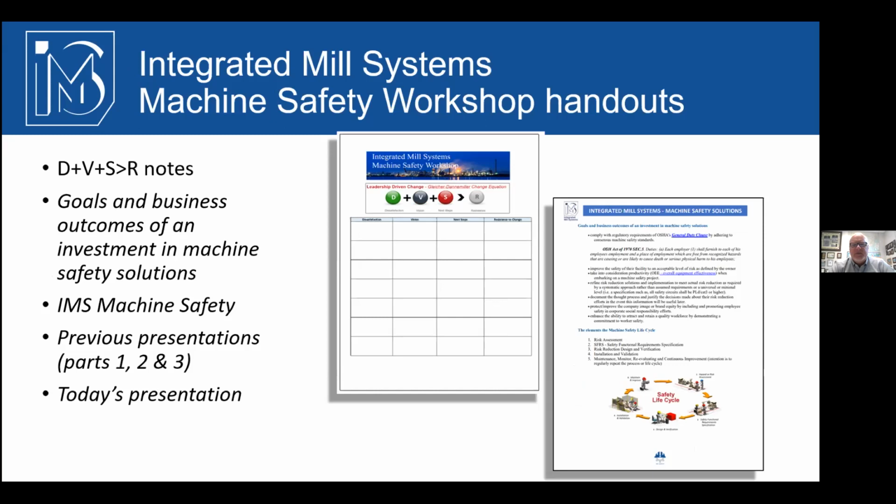This content is summarized in about an 11-page document you'll have here, as concise as some of this could get, titled Goals and Business Outcomes of an Investment in Machine Safety Solutions. So a long title, but this is a long topic too.